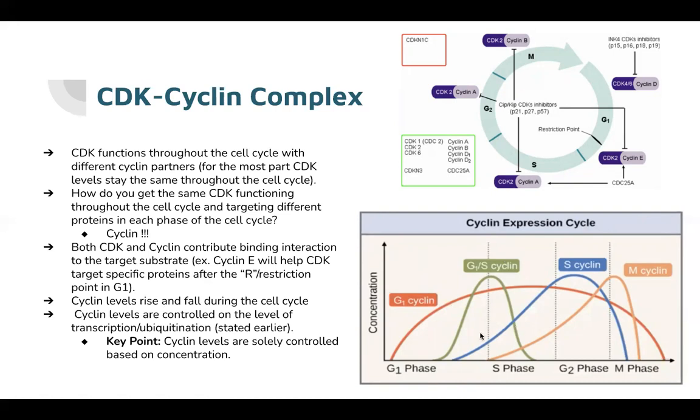Like I said earlier, both CDK and cyclin contribute binding interactions, and we get specificity for downstream target proteins. And like I said before, cyclin levels rise and fall throughout the cell cycle, as you can see from this schematic, with the S and M phase cyclins, whereas CDK concentration stays constant. So it's always there. It's cyclin that actually allows us to have specificity within the cell cycle.